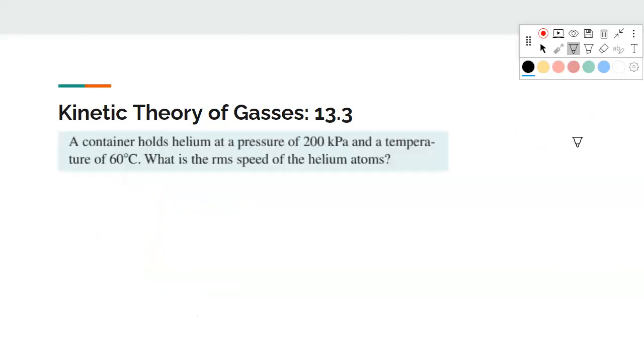And so to give you an example of this, we have a container of helium. It's at a pressure of 200 kilopascals and a temperature of 60 degrees Celsius. So we can just go ahead and convert that into Kelvin. 273 plus 60 is 333 Kelvin.